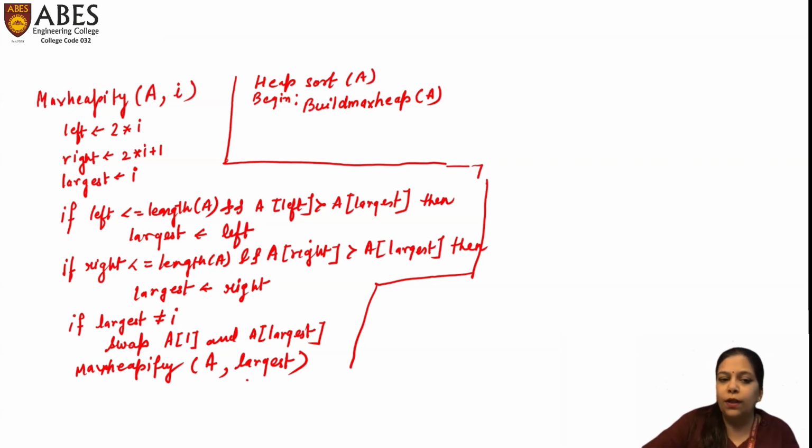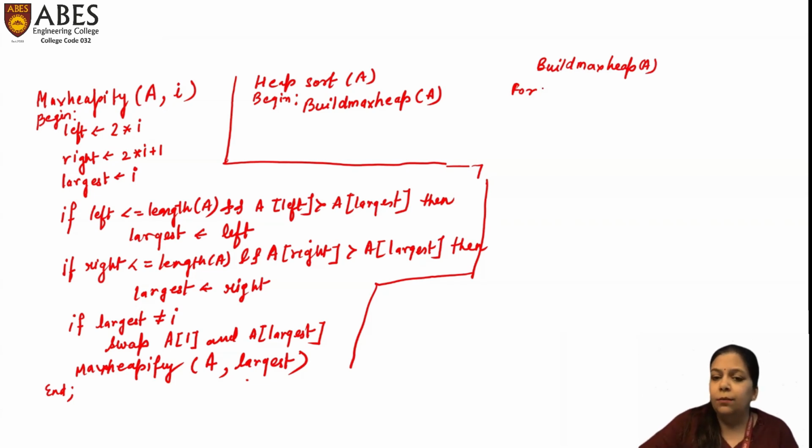Now what is this build max heap going to do? This build max heap on array A is going to heapify the nodes from length A by 2 down to 1. Isn't it what we have to do while making a max heap? We have to heapify the nodes from length A by 2 down to 1, and we only have to call this max heapify function.